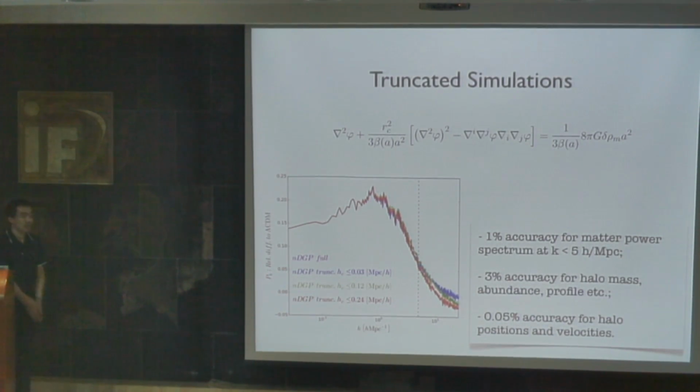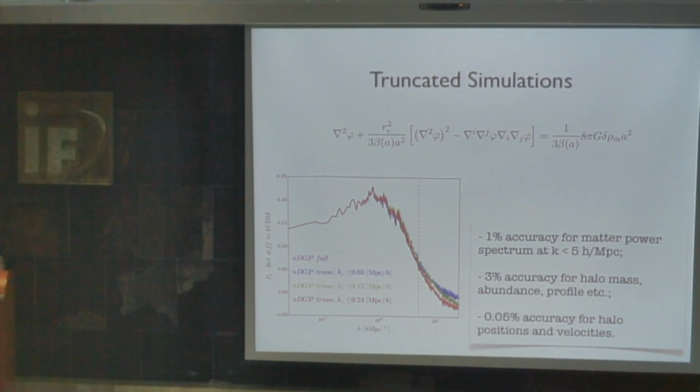That is, in my opinion, acceptable because down to this scale, you already see a lot of other complications. For one thing, you have baryonic effects which can impact this, which you don't have, of course, in these simulations. And also, there are different simulation codes, and they do not actually agree better than 1% down to these scales.